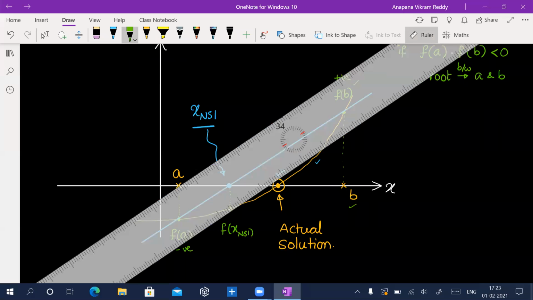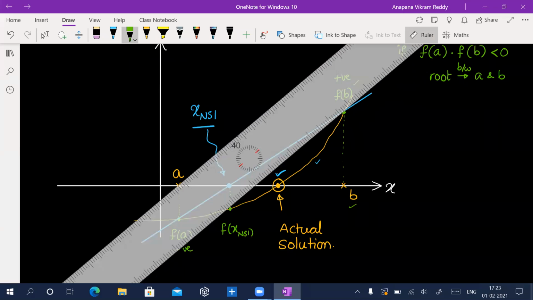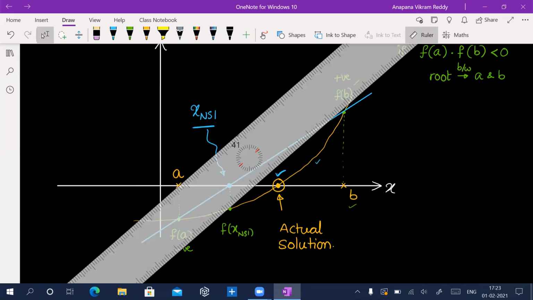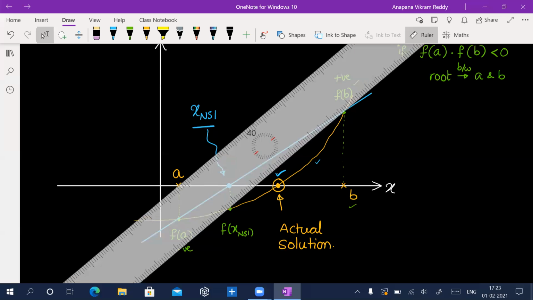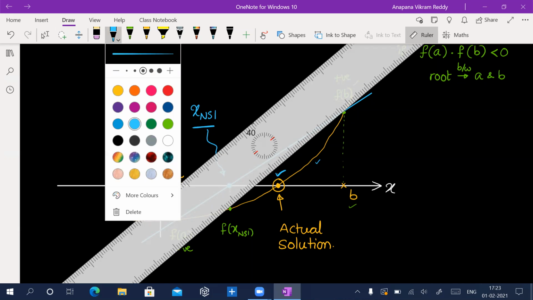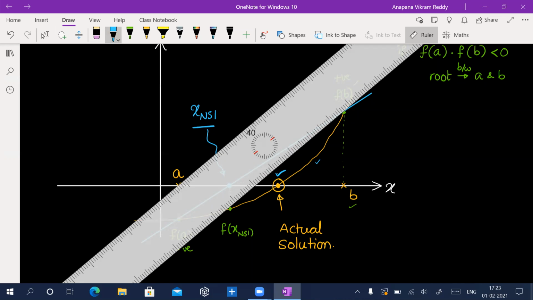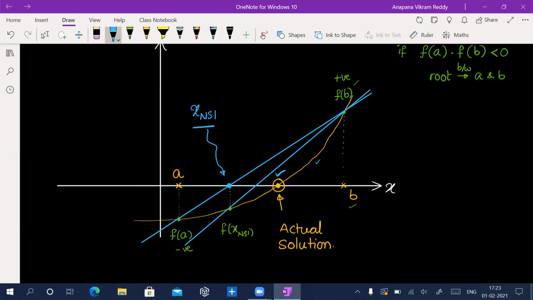Now again, you take your scale. I will draw one more secant line, or you can say chord. If you want to say chord, you can say chord, otherwise secant line. See what happened now? Are we moving towards the root now? Second time we are here. Yes or not? Now this is my second estimation, x_{n+2}.